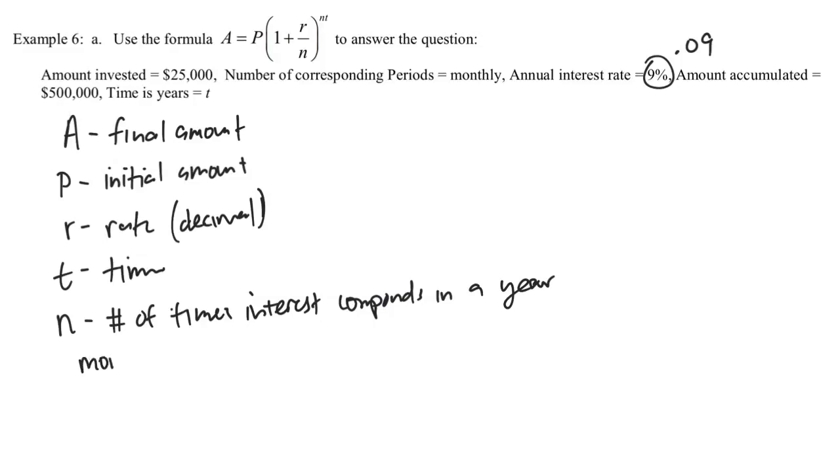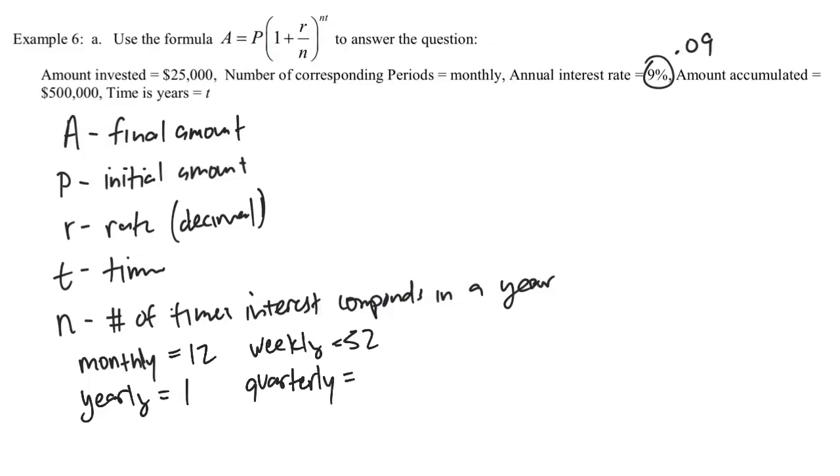So for example, you might have an account that compounds interest monthly. In that case, N is equal to 12. You might have one that only accumulates interest once per year. You might have one that is weekly, and weekly would be 52, since there are 52 weeks in a year. Another common one is you might have an account that compounds interest quarterly, and so that would be N is equal to 4. Daily would be 365, so I'll go ahead and write that one down as well, just in case you see that one on occasion. And so this N just represents, again, the number of times that interest compounds per year.